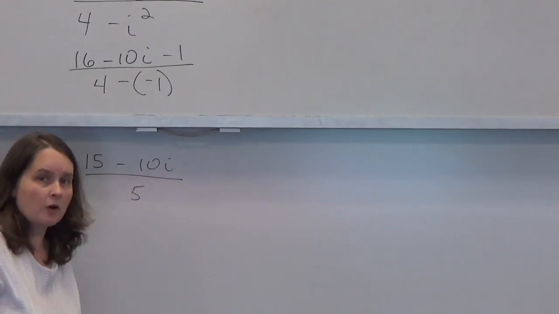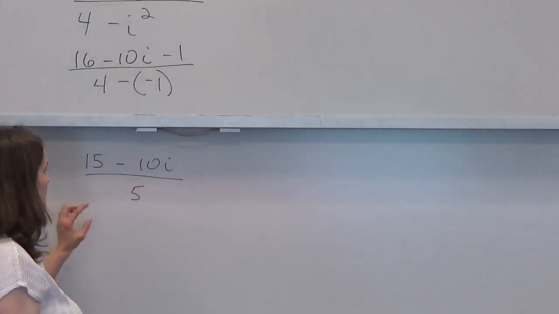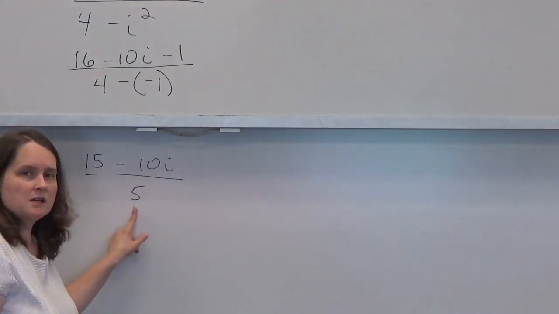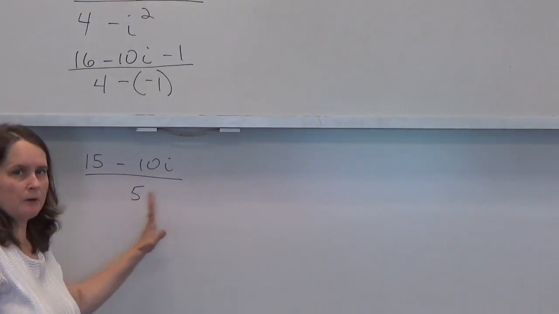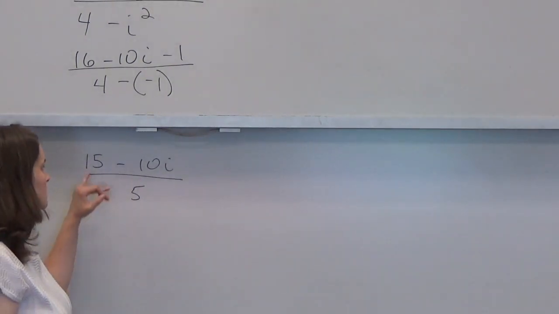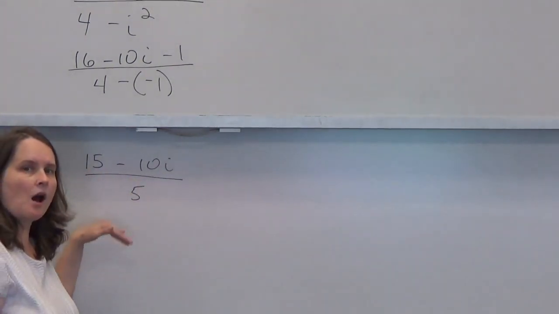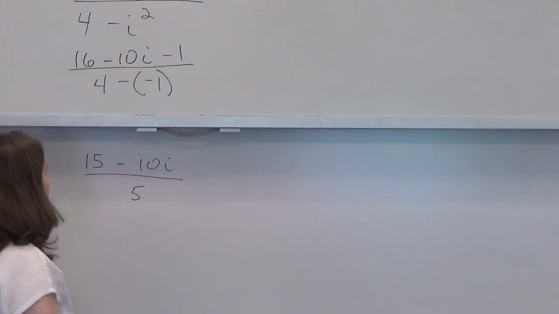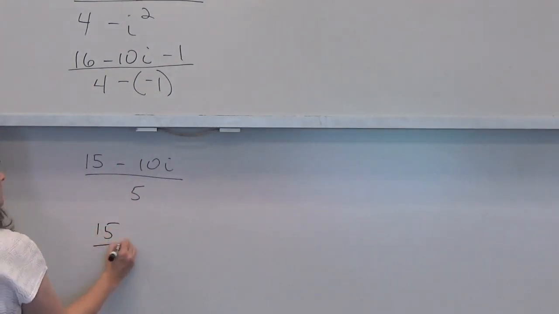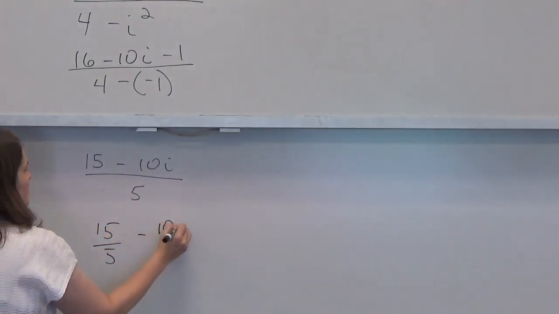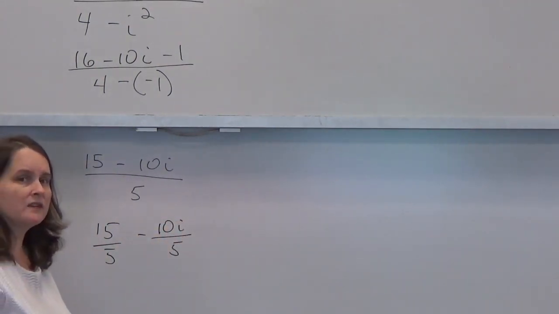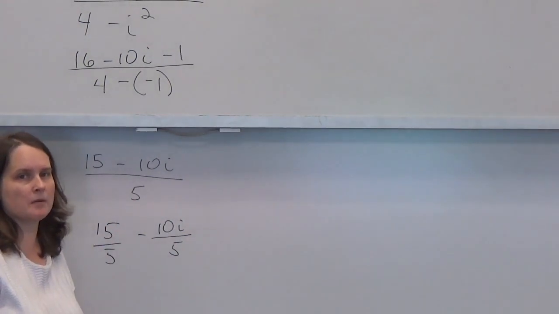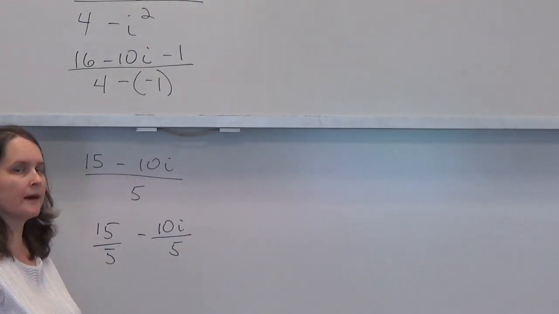Okay, maybe you got this far and weren't sure how to proceed from here. Because you've now just got a single number in your denominator, now you are allowed to break this apart into 2 separate fractions. So 15 minus 10i all over 5 is the same thing as 15 over 5 minus 10i over 5. Okay, you could not have done this back when you had 2 separate terms in the denominator, but now with it just being a 5, it's okay.